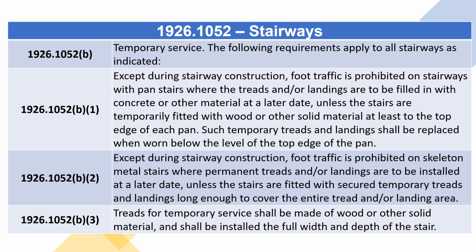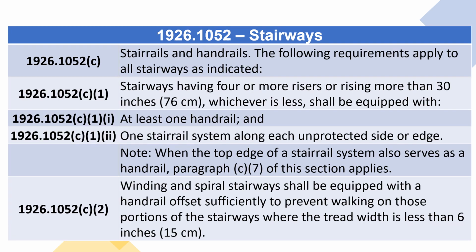1926.1052(b)(2). Except during stairway construction, foot traffic is prohibited on skeleton metal stairs where permanent treads and/or landings are to be installed at a later date, unless the stairs are fitted with secured temporary treads and landings long enough to cover the entire tread and/or landing area. 1926.1052(b)(3). Treads for temporary service shall be made of wood or other solid material, and shall be installed the full width and depth of the stair. 1926.1052(c). Stair rails and handrails. The following requirements apply to all stairways as indicated.